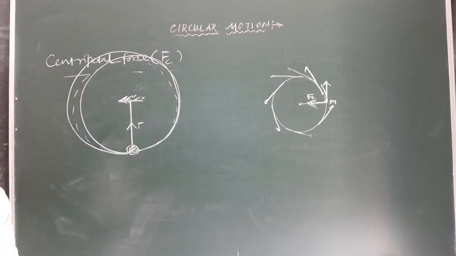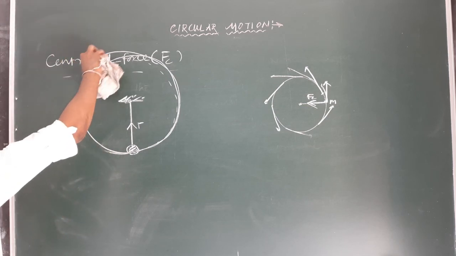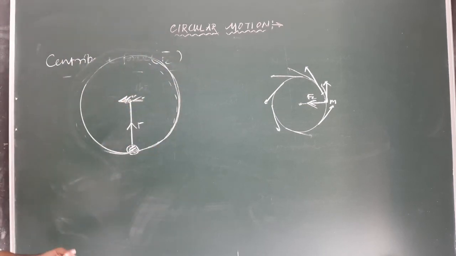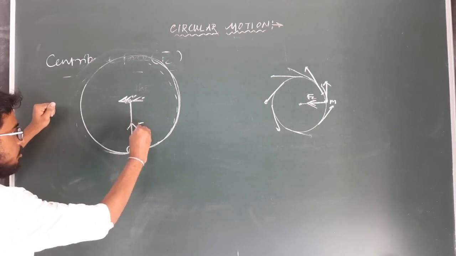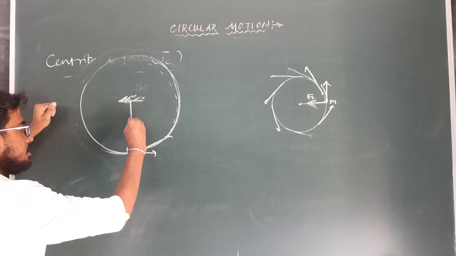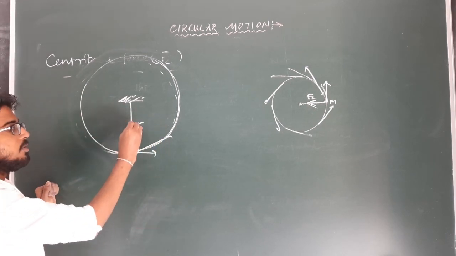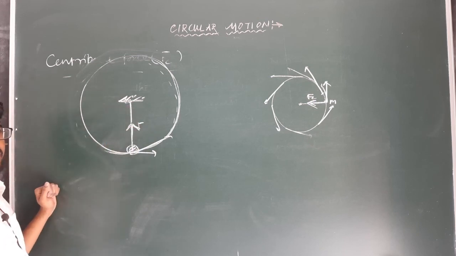Clear? So if the pendulum executes a circular motion along this direction, then the force which is responsible to change the velocity at each and every instant is what? The tension along the string. So here the centripetal force is what? The tension along the string.